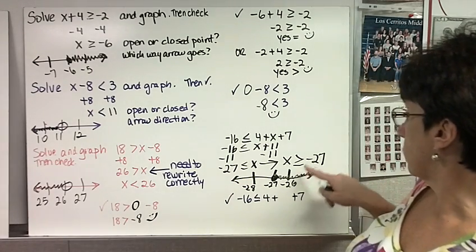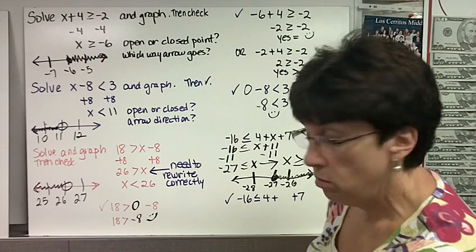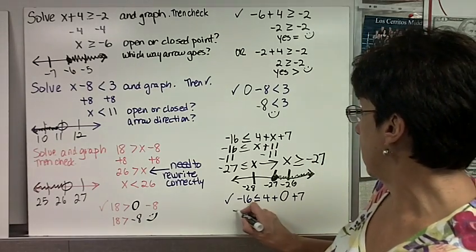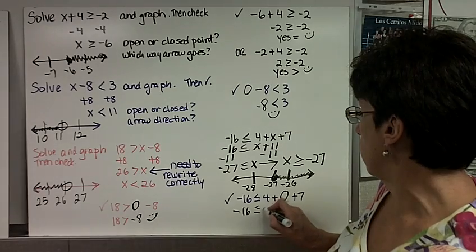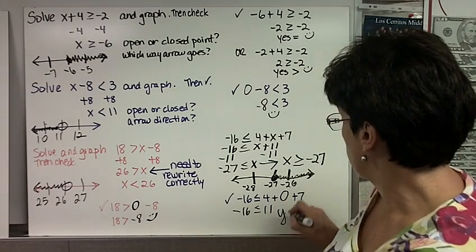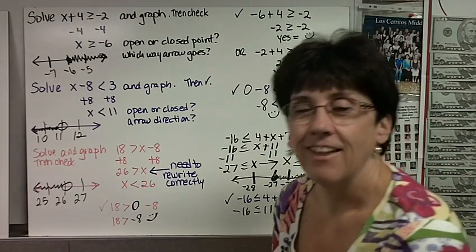Now let's check. Tell me a number greater than negative 27. 0. 0 is greater than negative 27. So now let's add. Negative 16 is less than or equal to 11. Is that true? Yes, that's true. I'll say yes, make a happy face. And that's it.